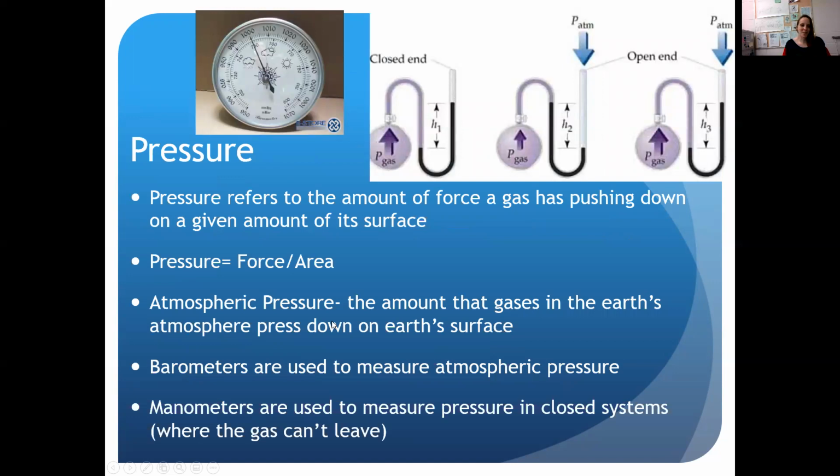The next factor is pressure, which refers to the amount of force a gas has pushing down on a given amount of its surface. It's calculated by taking the force and dividing it by the area, though you won't actually have to do that calculation this year. If we're talking about atmospheric pressure, that is the amount that gases in Earth's atmosphere press down on Earth's surface. We use something called the barometer to measure atmospheric pressure, which is this circular device here. This is a barometer. And then manometers are used to measure pressure in closed systems, which is this strange looking device on the right-hand side here.